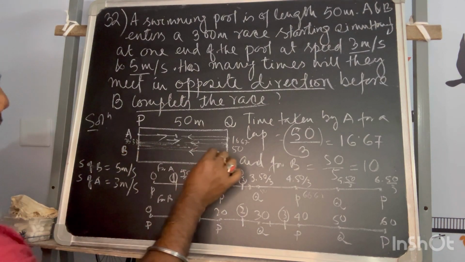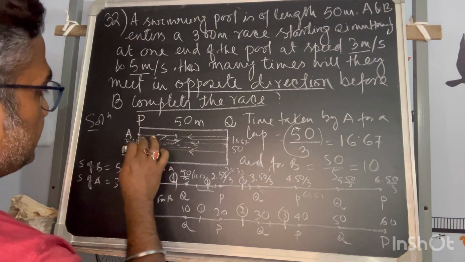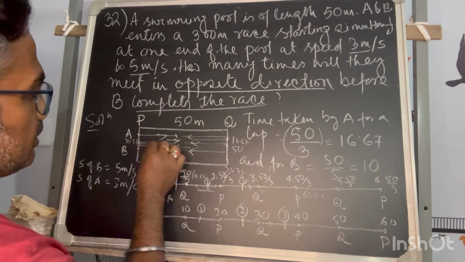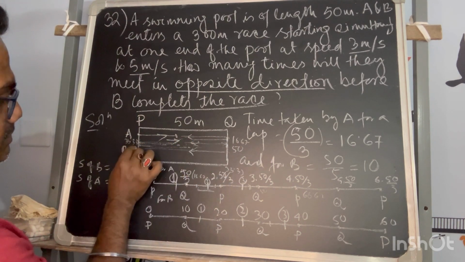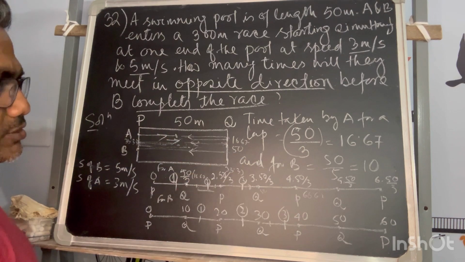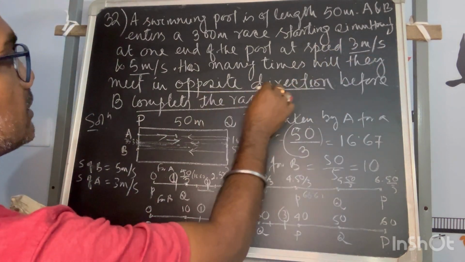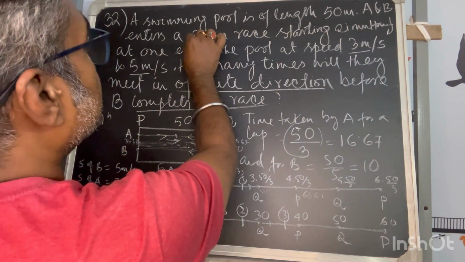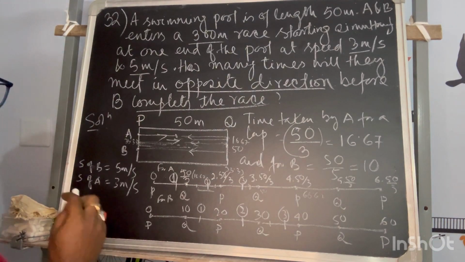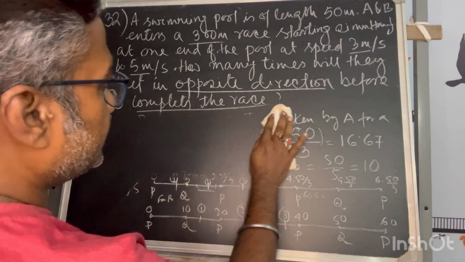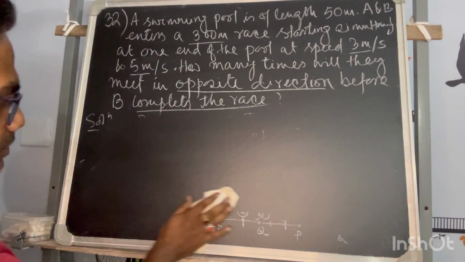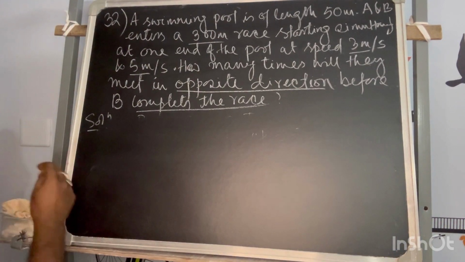Then after, B already crossed 50, then during 60 he has made. So once he completes 60, there is no chance of further meeting because that time is over for 300 meter. Understood? Now this problem I will solve in another way. If it is very tough for you to understand, this kind of problem I also solved in earlier cases.